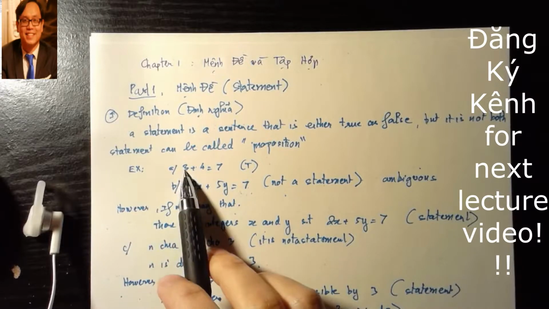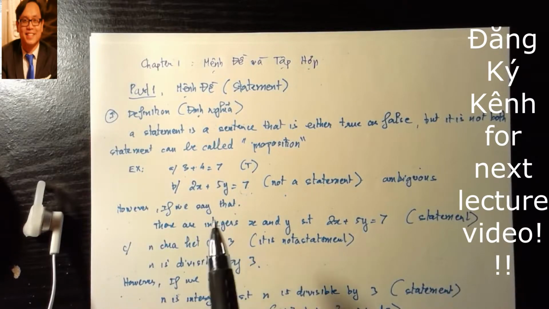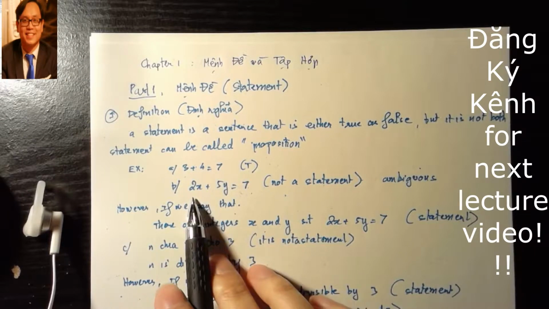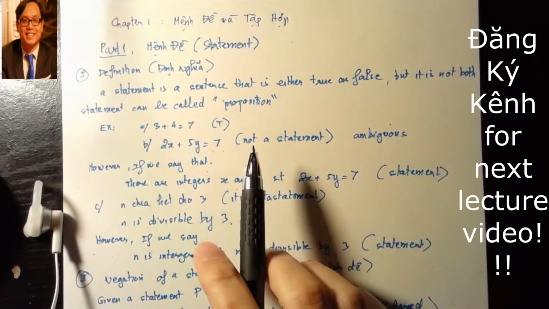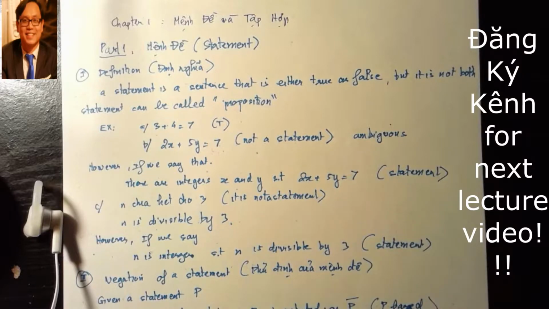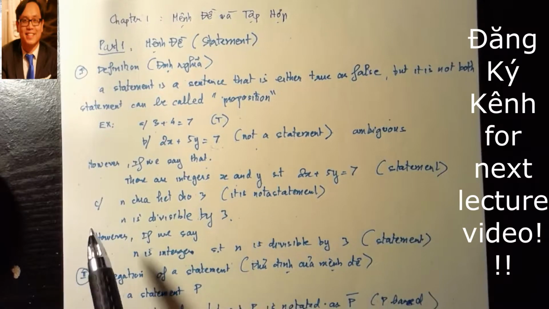For example, 3 cộng 4 bằng 7. It's very obvious, nó rất là rõ ràng, đúng không? Vậy là cái này là true, vậy cái này là được gọi là mệnh đề. However, if we have 2x plus 5y equals 7, then this is not a statement, because this is very ambiguous. Tại vì chúng ta không define được cái giá trị x và y để cho 2x cộng 5y bằng 7. X có thể là integer, có thể là irrational, có nghĩa là rational, có thể là fraction. So it's not really clear.